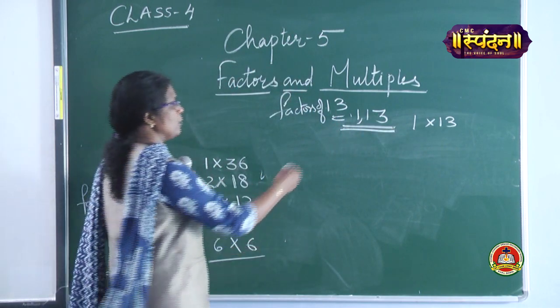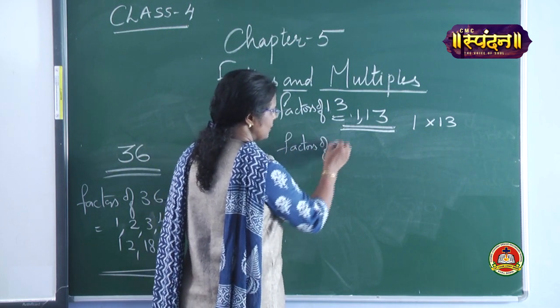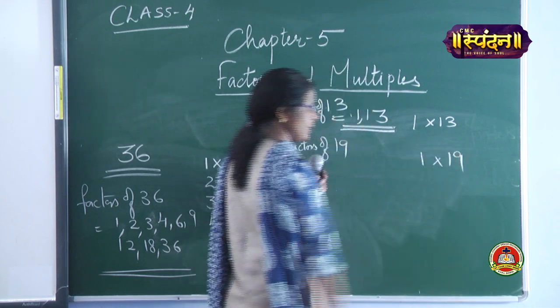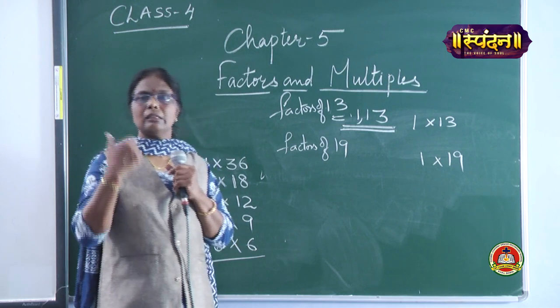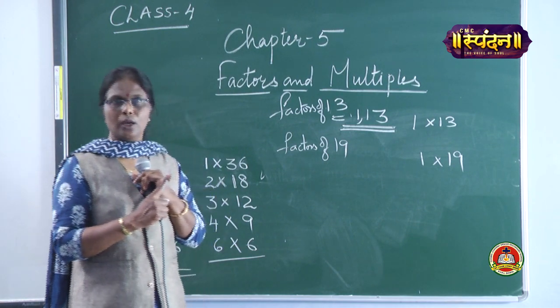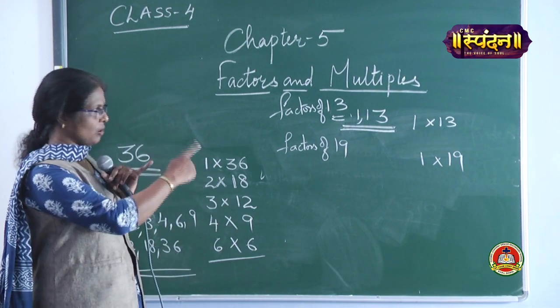So we can see one more example. I'm going to find the factors of 19. The same way, the first factor is 1 into 19. Okay, we will check in a sequence starting with 2. Do you find 19 in the table of 2? No. 2 9s are 18, 2 10s are 20. So 19 is not divisible by 2.